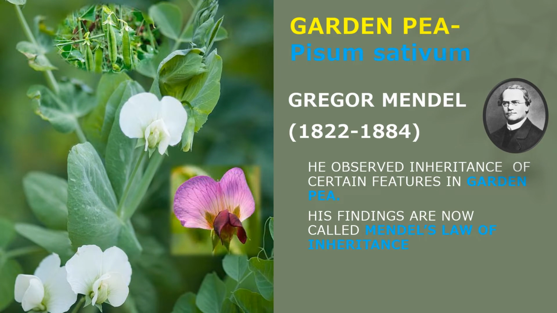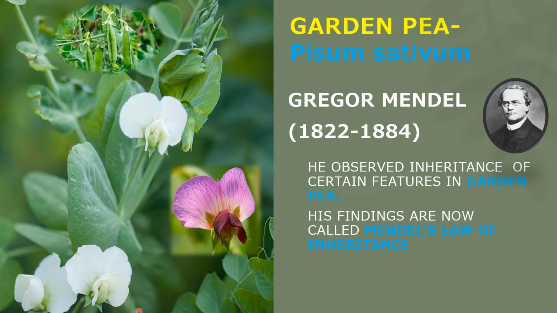We can continue the story. He returned to his monastery and spent the rest of his life as an abbot. The monastery had a lovely garden which satisfied his urge to understand some secrets of nature regarding the inheritance of certain features in garden pea. His findings are now called Mendel's law of inheritance.